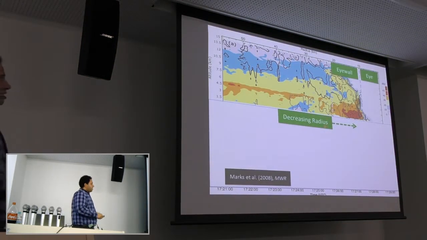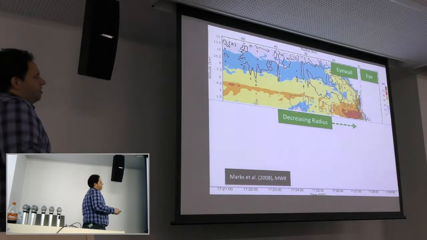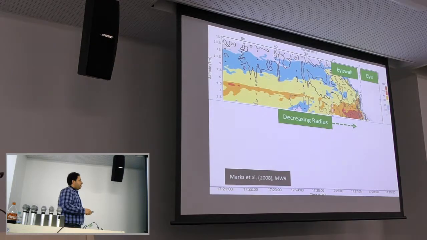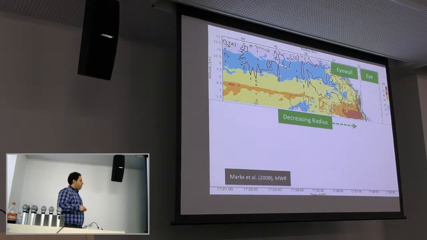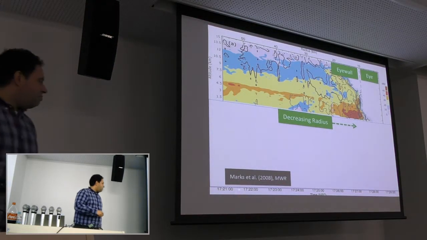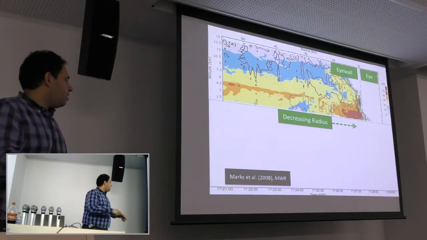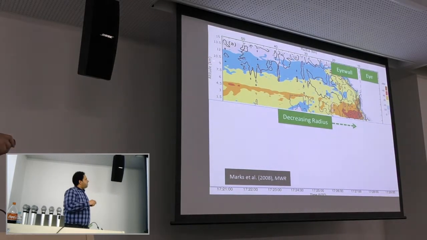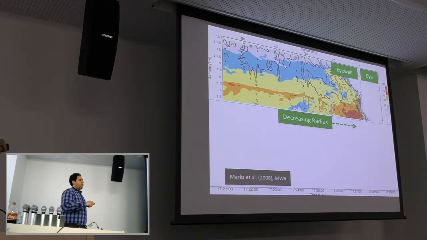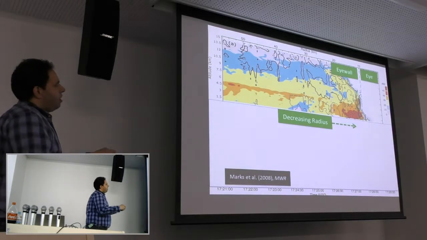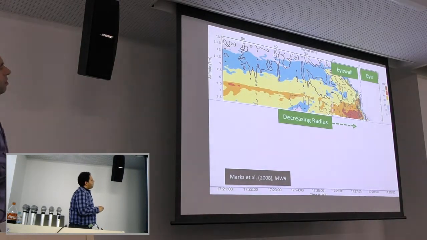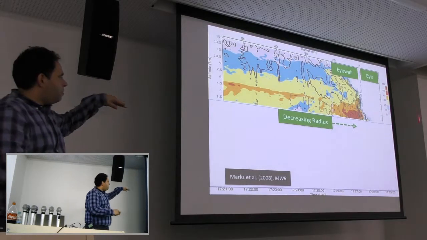So this is the data, the radial cross-section of the reflectivity as the plane was flying towards the center. Time here is increasing to the right. This is a period of about 8 minutes, and the radius from the center is shown up here. So this is about 60 kilometers over this 8-minute period as the plane is flying from left to right towards the center.